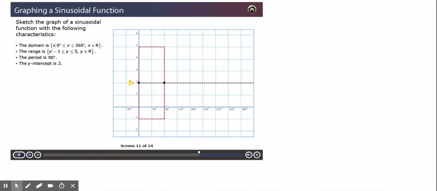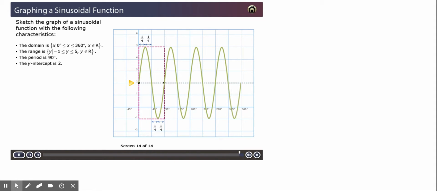We know that the spacing between the maximum, 5, and the intersection with the midline is always 1/4 of a period. The same holds true for the minimum, -1. We now can connect the 5 points. Since the domain requires all values of x to 360 degrees, we follow the same pattern for 3 or more cycles.